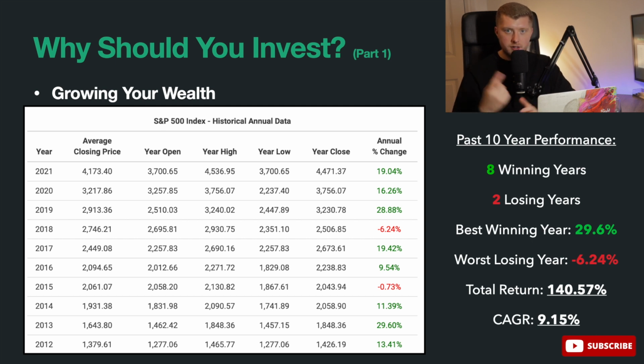Now, the first predominant reason is simply down to growing your wealth over time. That's why most people invest. It's why I invest into the stock market, to simply grow my wealth. Now, over on the bottom left-hand side of the screen, you can see the S&P 500 index and the historical performance that it's actually been able to generate over the course of the past decade.